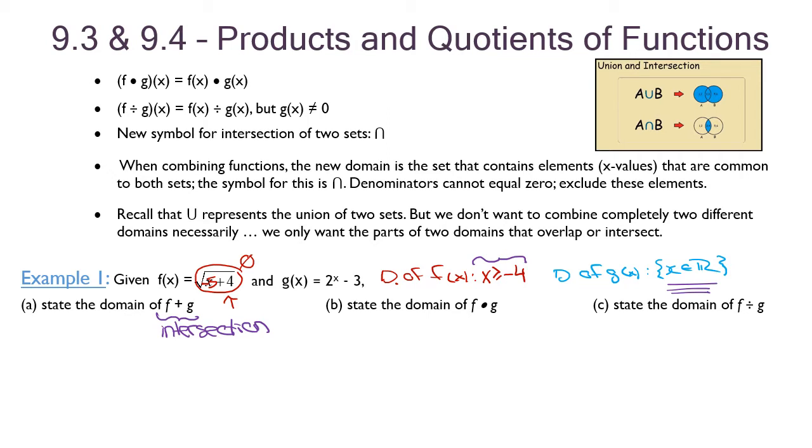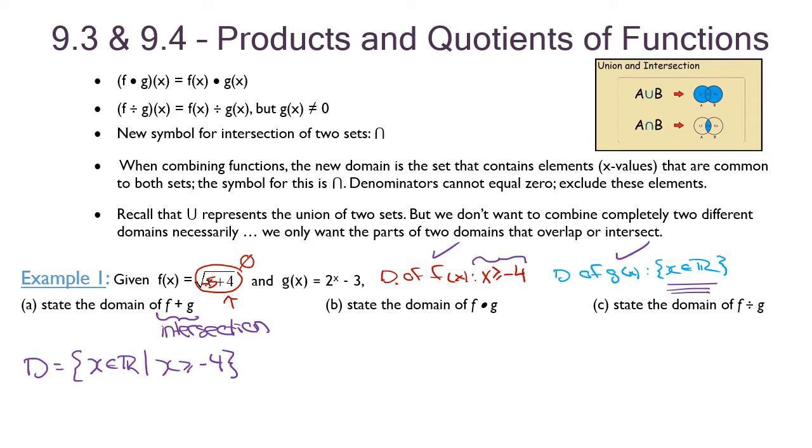So the domain of f plus g is, using our full set notation here, x is an element of real numbers such that x is greater than or equal to negative 4, because that part of the domain exists in both functions. That part of the domain exists here and it exists here, and we can only take the intersection of those. So that's f plus g.